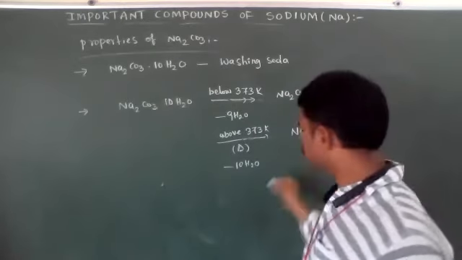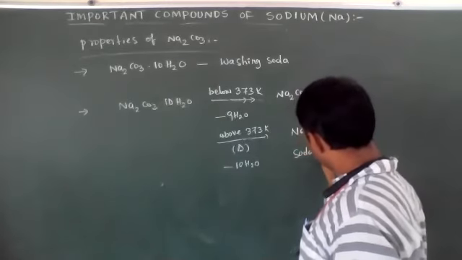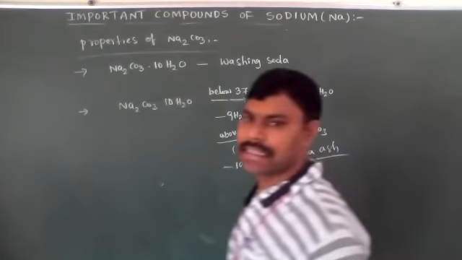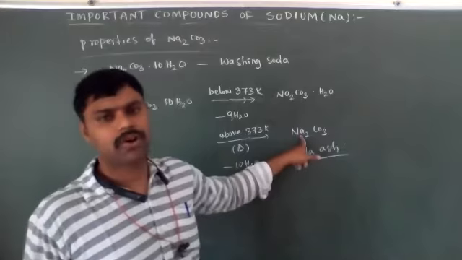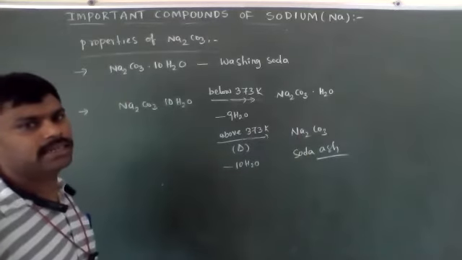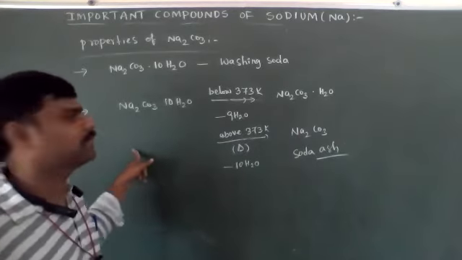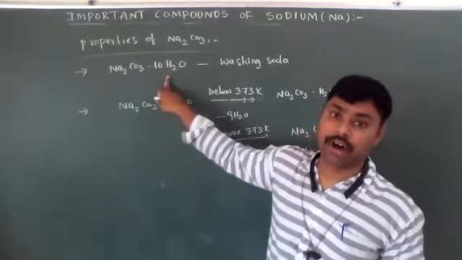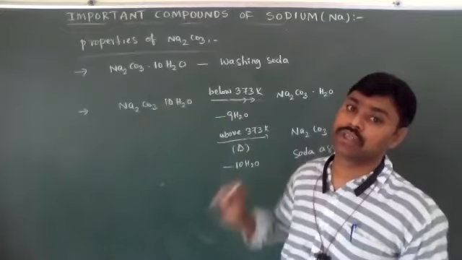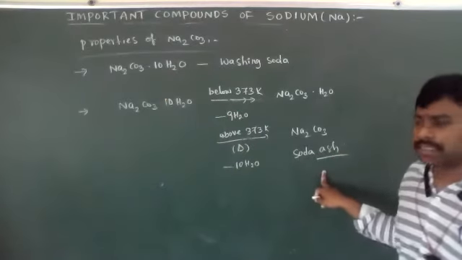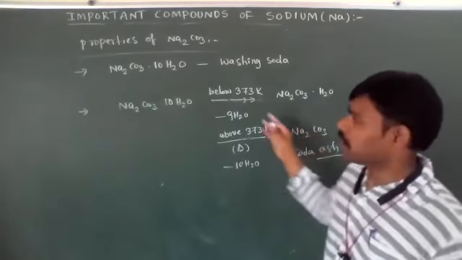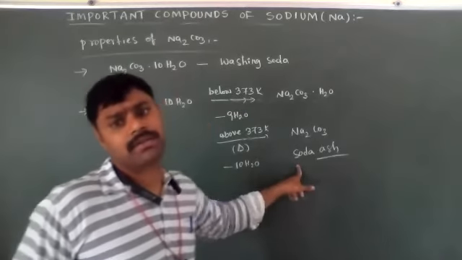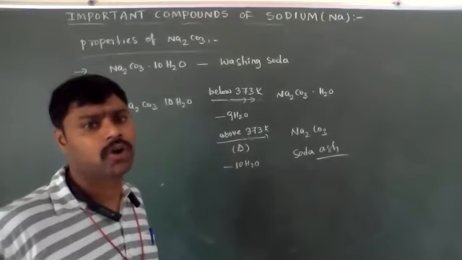This anhydrous Na2CO3 is known as soda ash. Soda ash means anhydrous sodium carbonate. Okay, it is very, very important. These formulas are very, very important. Washing soda molecular formula is Na2CO3 10H2O. Soda ash means Na2CO3, where all water molecules have come outside. That is known as anhydrous sodium carbonate, also called soda ash.